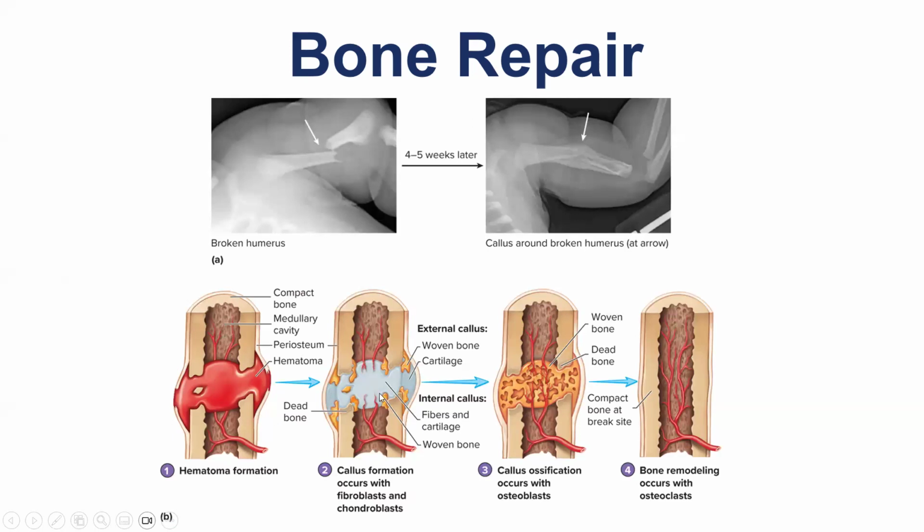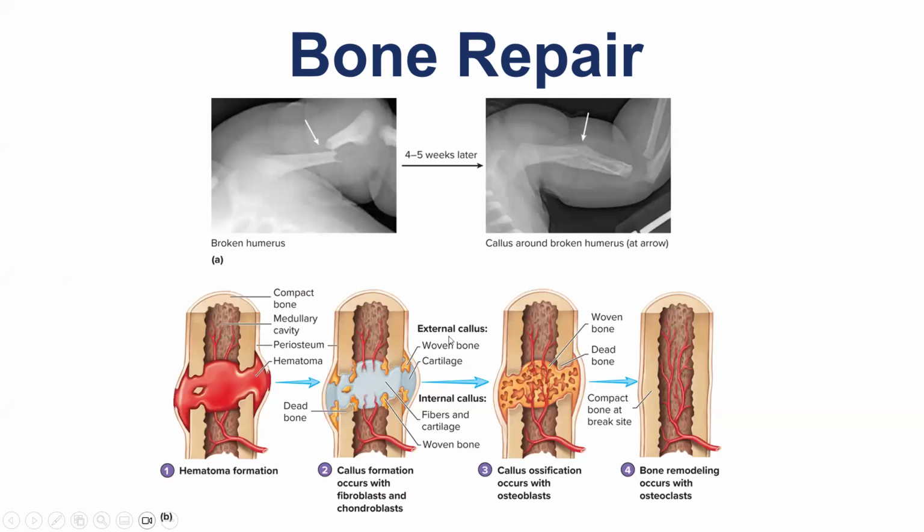Then we start to get an actual callus formation. And it's interesting. We talked about endochondral ossification. We do more or less the same process to repair. So we don't add new bone cells immediately. We add fibroblasts and chondroblasts so that we can develop that cartilage model again, as well as so we get the cartilage and fibers added to make this callus.